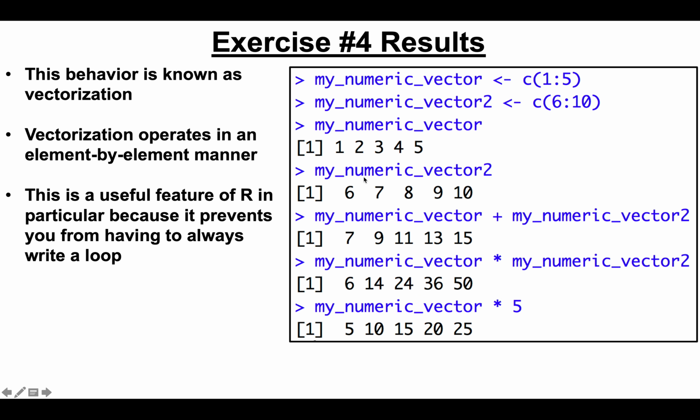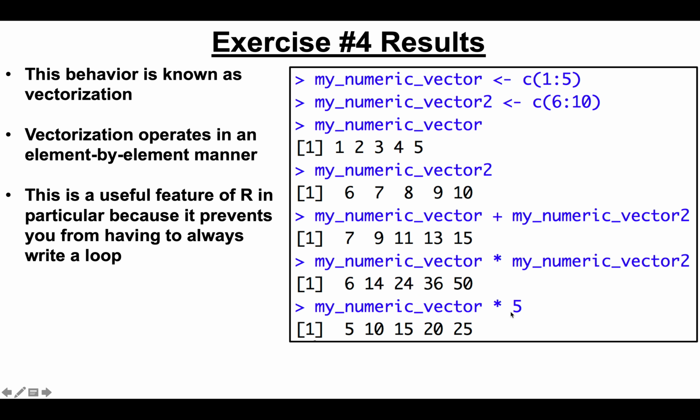1 times 6 is 6, 2 times 7 is 14, and so on. And if we have a vector and we multiply it by the value 5, the value 5 is actually a vector. It's just a vector of length 1. So R is going to say, okay, the first element of this vector is 5, and the first element of this vector is 1, so it's going to multiply those together to give you 5.